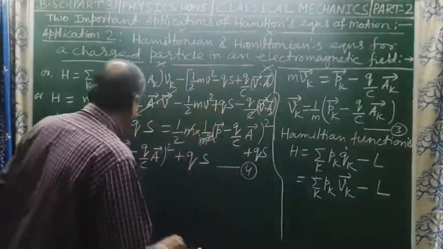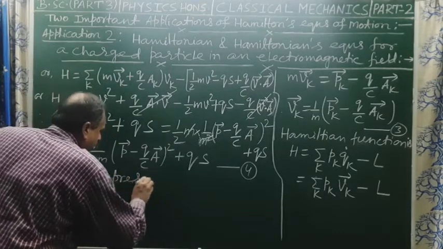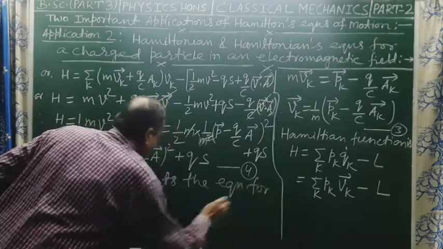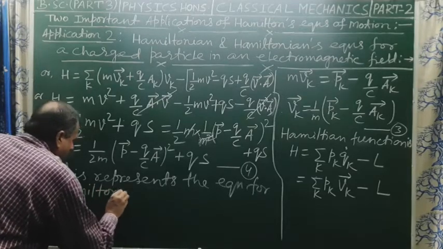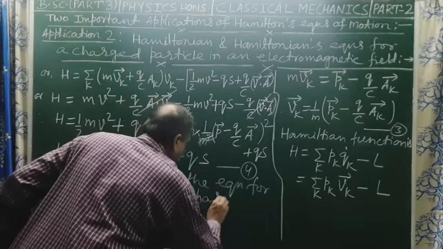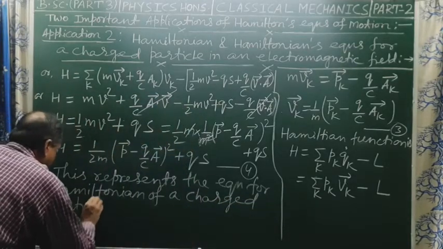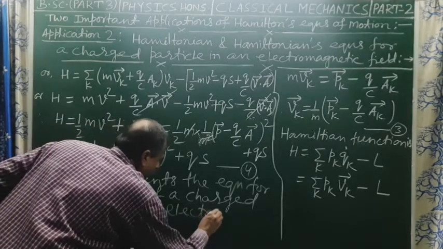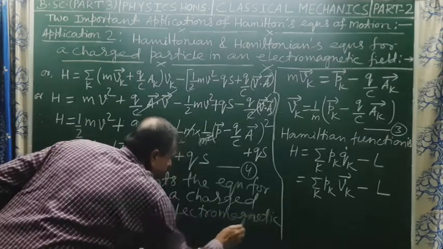So write down: this represents the equation for the Hamiltonian of a charged particle in an electromagnetic field.